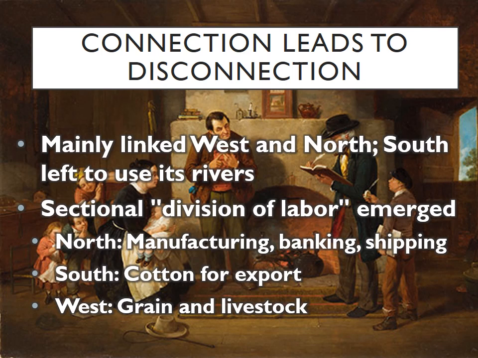Although they are very sectional and very separate from each other, they do very much rely on each other. The North relies on Southern cotton to make its finished textiles, and the grain and livestock from the West is going to feed both the South and the North. And so it does promote this national commercial tie, in which they rely upon each other.